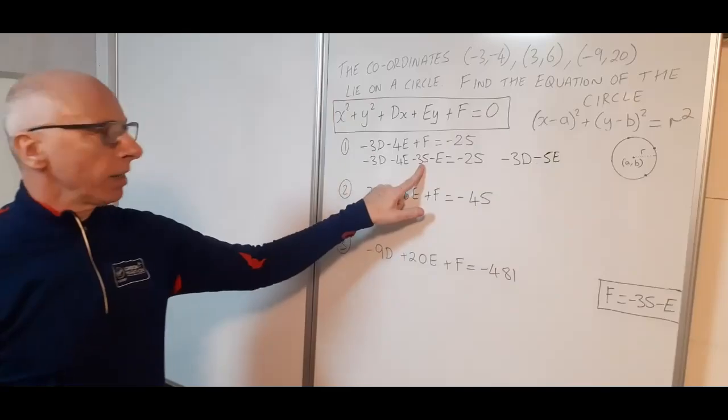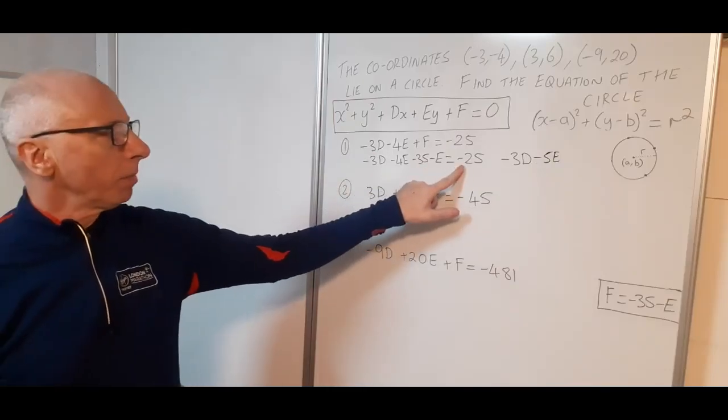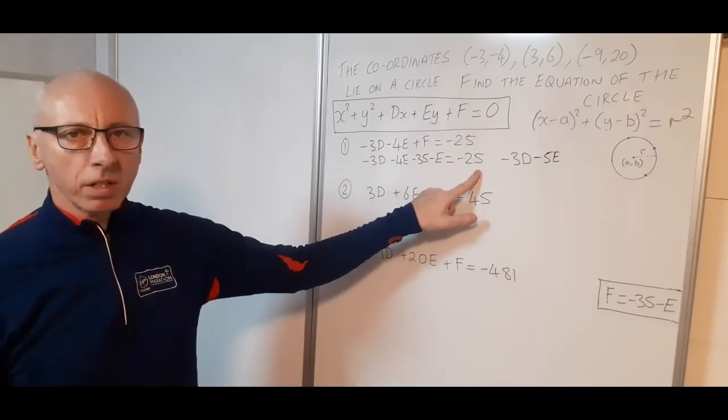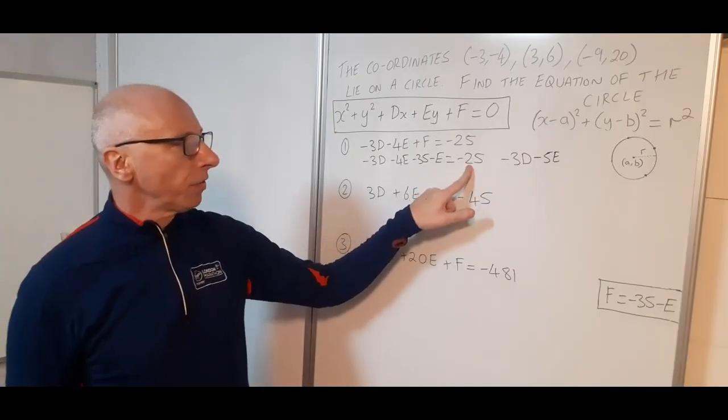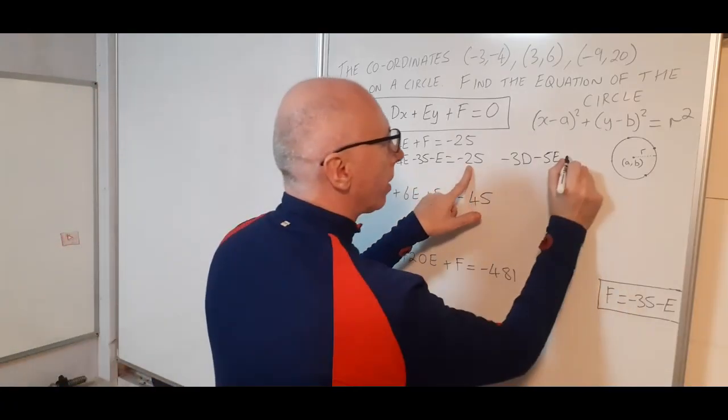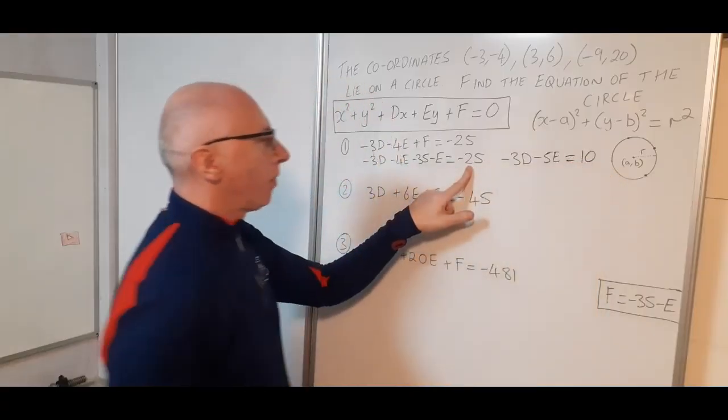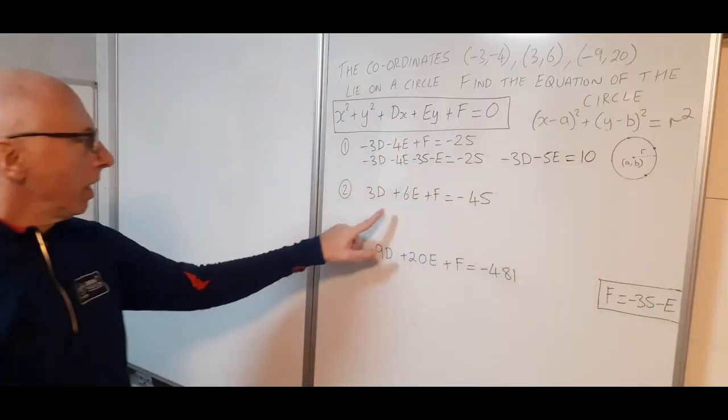Then I've got minus 35 and a minus 25. Bring that across. That would be plus 35. So then I'll end up with 10. So that's a good start for that one. To do the same here.